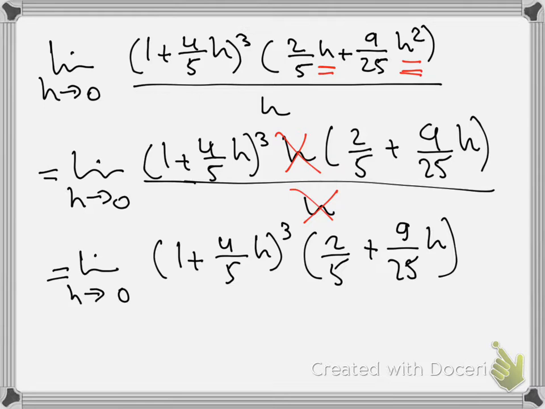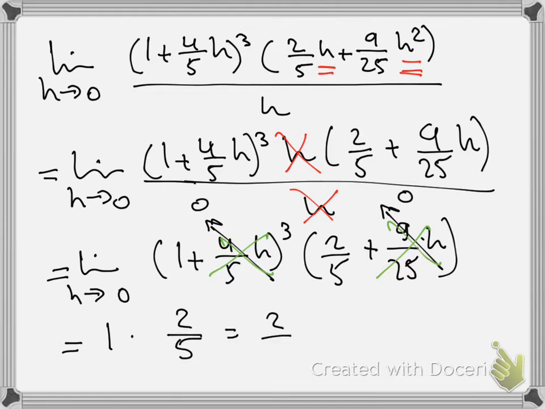As h goes to 0, this is 0, and here this is 0. So it's just 1 times 2 over 5. When I say 0, this thing here is 0, this is 0, so it's 1 times 2 over 5. So that will be equal to 2 over 5. So the directional derivative in the direction of the vector (2/5, 3/5, 4/5) is equal to 2 over 5.